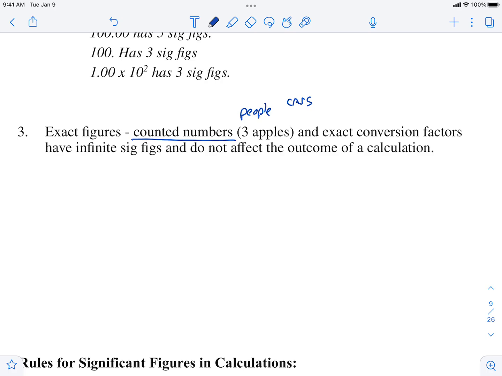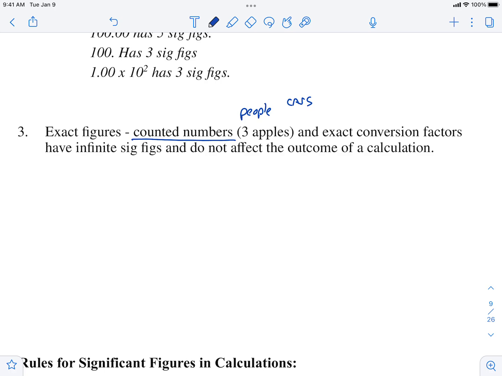If I say that there's 29 people in here, that number 29 does not have 2 sig figs, even though it looks like it has 2 sig figs. Things that have significant figures are things that are measured: inches, grams, milliliters, seconds, watts, pounds, things like that. Counted objects are not subject to sig figs.